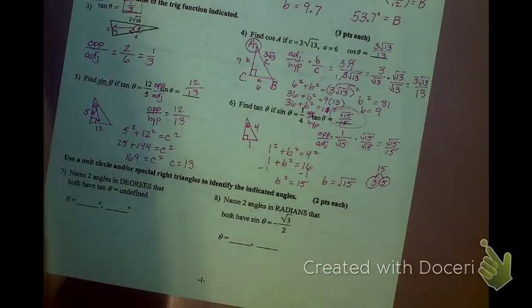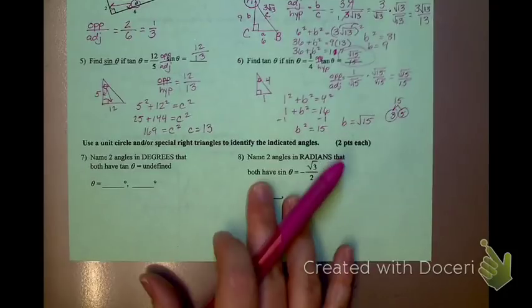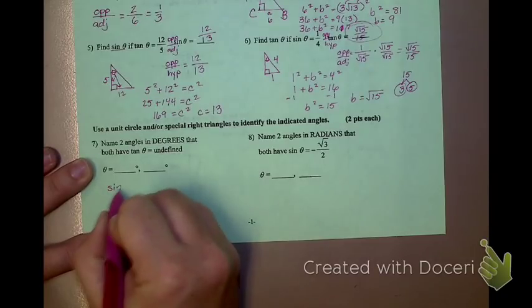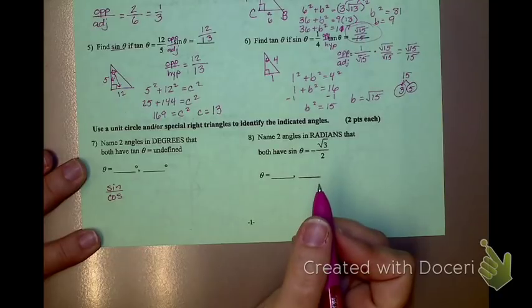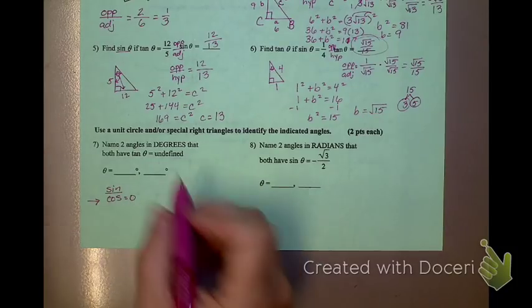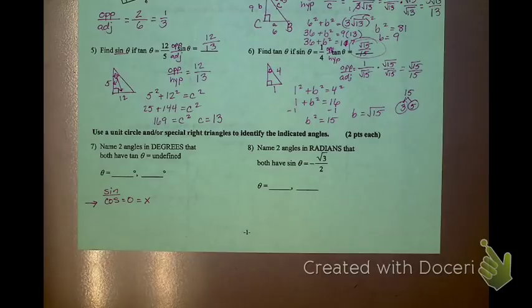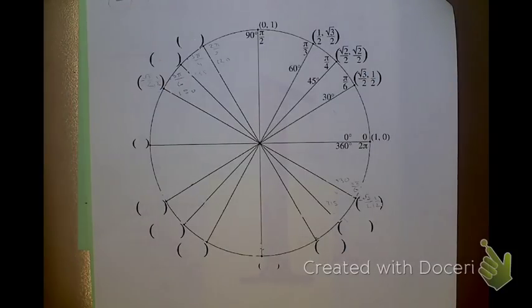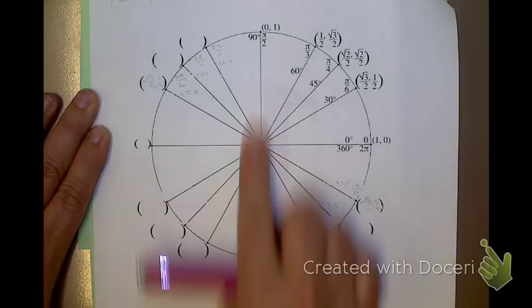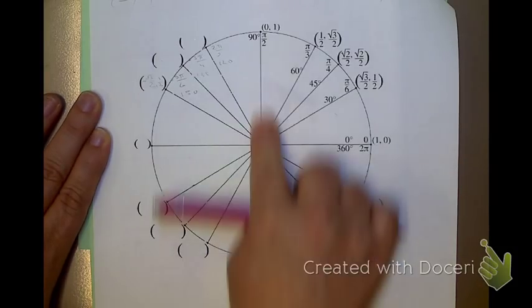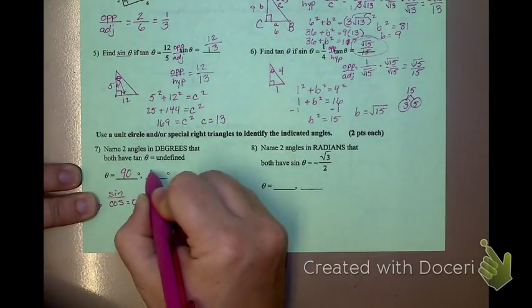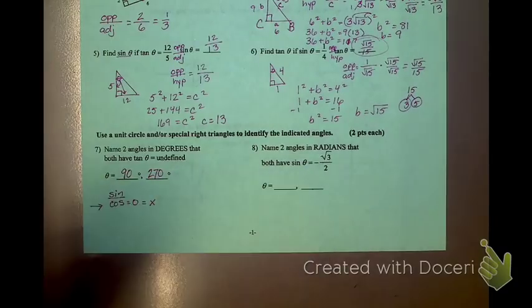So, when it says name 2 angles in degrees that both have a tangent undefined. Remember, tangent is sine over cosine. How does tangent become undefined? When cosine is 0. In other words, when an x value is 0. When do I have an x value of 0? 90 degrees and 270. So those would be my 2 that have a tangent undefined: 90 degrees and 270 degrees. Most people did okay on that one.